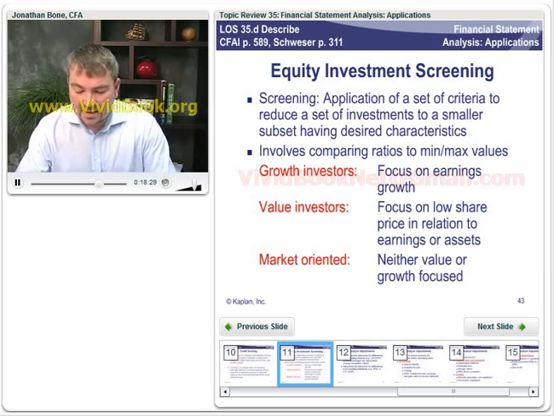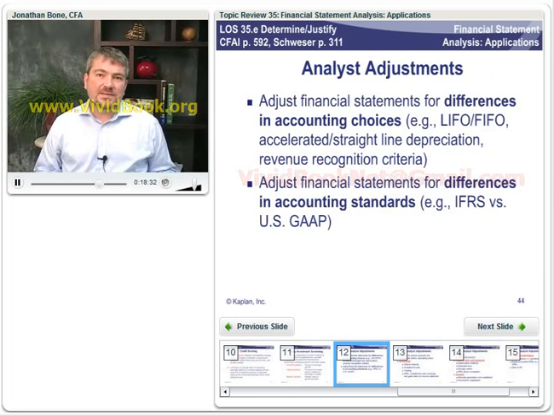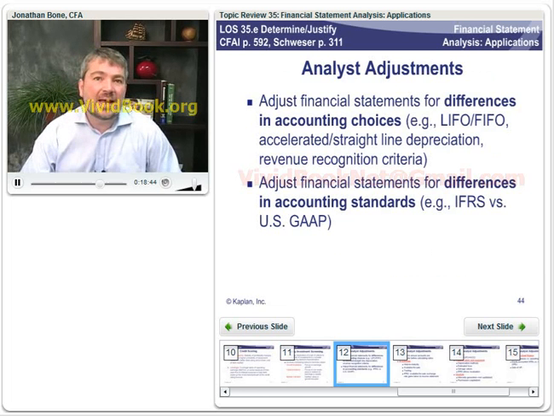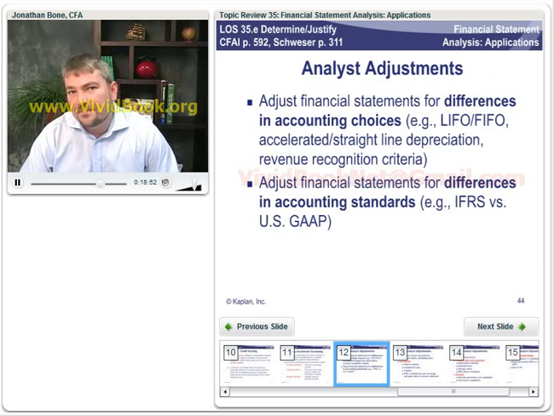Now, our next LOS asks us to determine and justify analyst adjustments. Now remember, if we're going to compare 2 firms, we need to make sure that their accounts have been produced using the same accounting policies. So we need to adjust one of the company's financial statements to eliminate any differences in accounting choices. So for example, one company might have used LIFO to value its ending inventory, one company might have used FIFO. So again, maybe we want to adjust the company that's used LIFO to FIFO before calculating ratios. Again, one company might have used accelerated depreciation, one company might have used straight line. So again, maybe you want to adjust the company that's used straight line depreciation to accelerated before you calculate ratios.